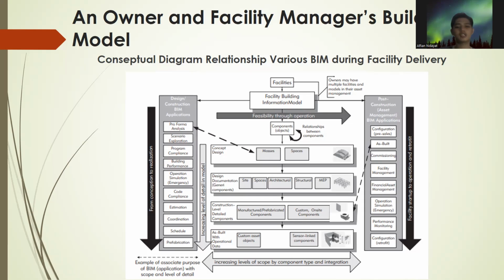In the horizontal direction, there is a level of scope by component type and application. There is a component project, a concept design, and a massing space in the design document. General components include site, space, architectural, structural, and MEP, then contractual level of detail components. There is a manufacturer dedicated component, custom on-site, and the as-built with operational data stats. There is a custom asset object sensor link component.